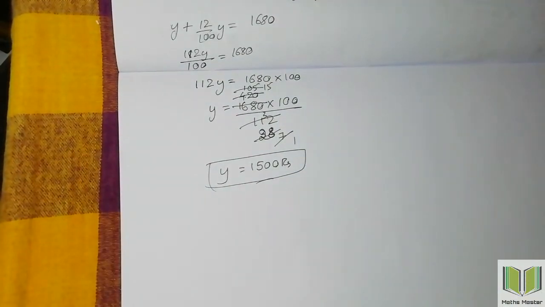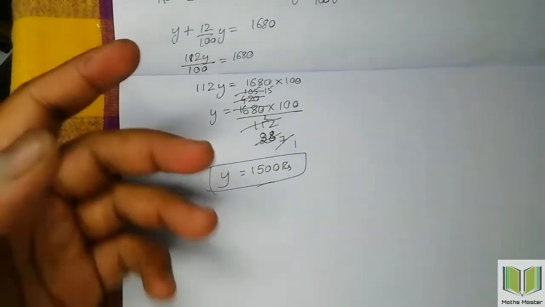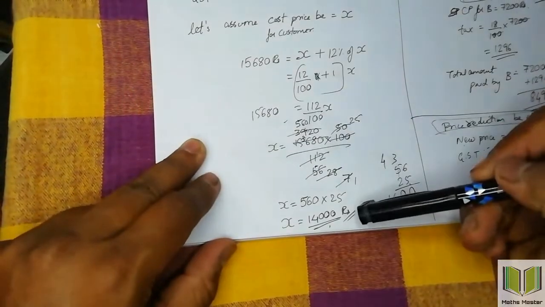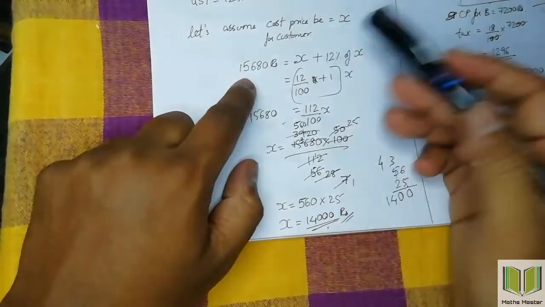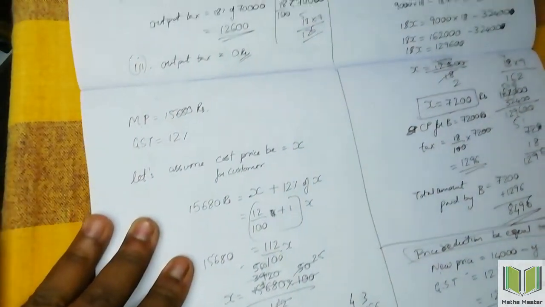In other words, for 1,500 rupees, you add 12% of GST, you'll be getting 1,680 rupees. And if 1,680 rupees is added to your new price, that is 14,000, you'll be getting 15,680 rupees. Simple as that. That's the solution for this particular problem.